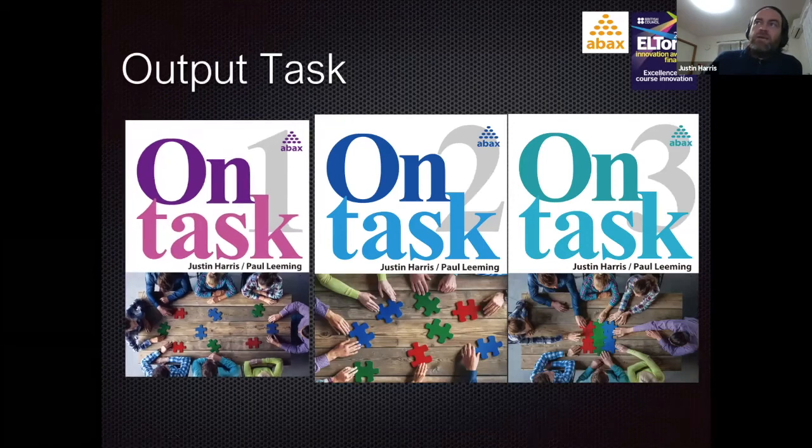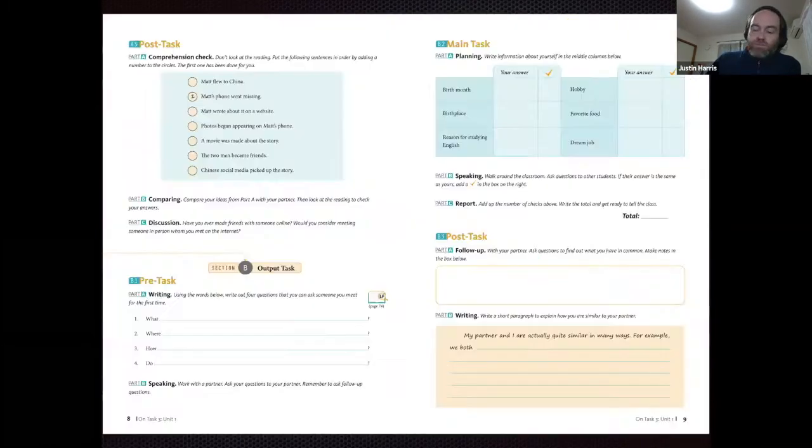So again, book 3, sorry, a bit of repetition here. The output task, following on from Brother Orange. By the way, this is Unit 1, so it's kind of meeting people for the first time. I should have mentioned that before. The output task, still following the Willis framework, the pre-task, main task, and post-task.